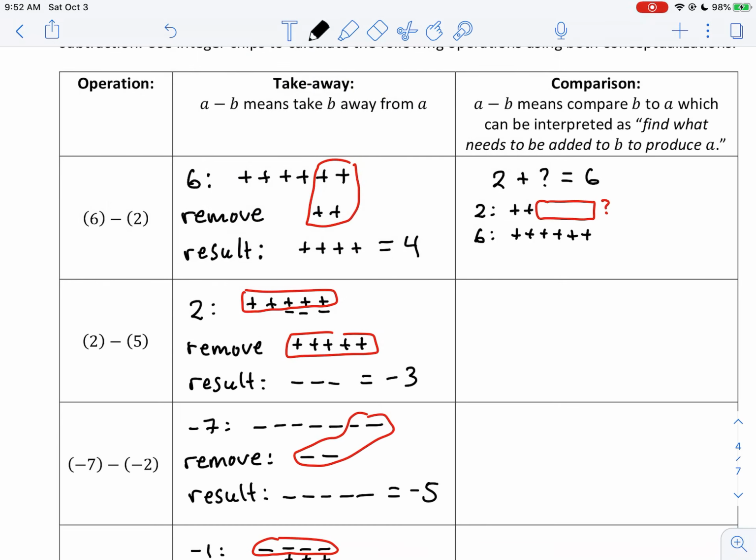And so the result, or the question mark that we're trying to answer here, is 4 pluses. So this tells us that 6 minus 2 is 4. In other words, that you need to add 4 to 2 to get 6.